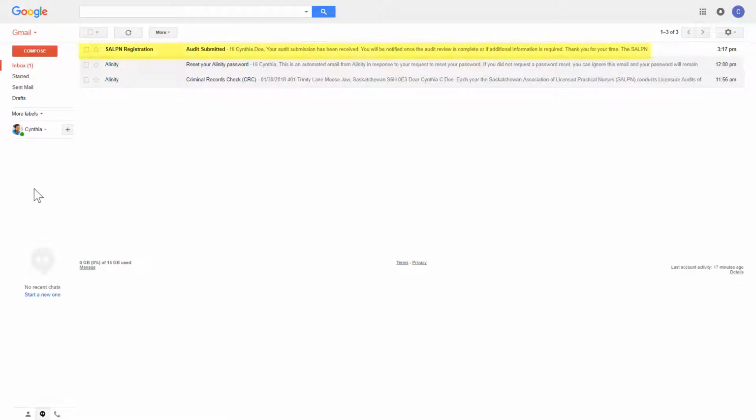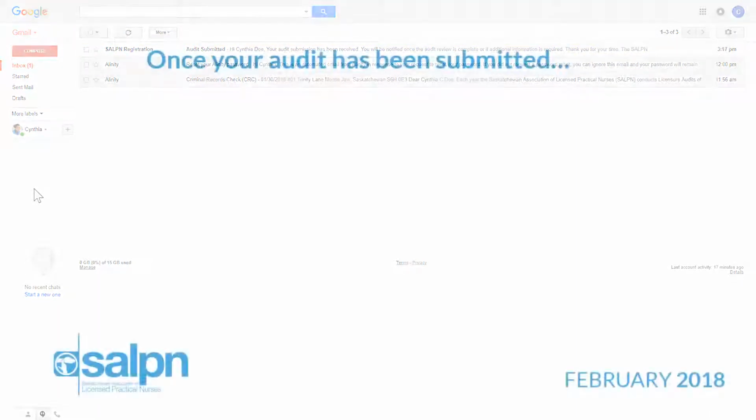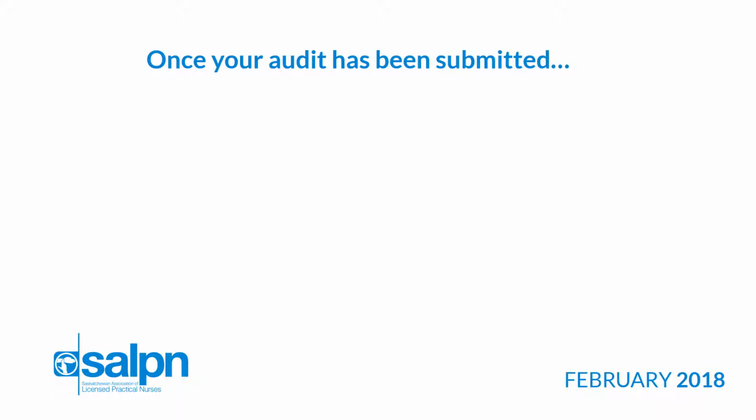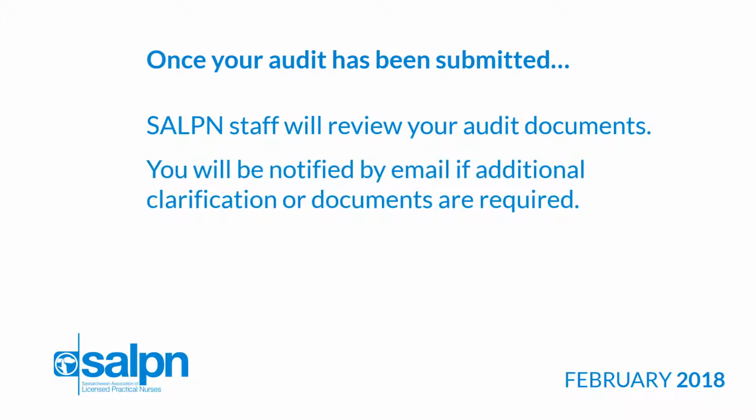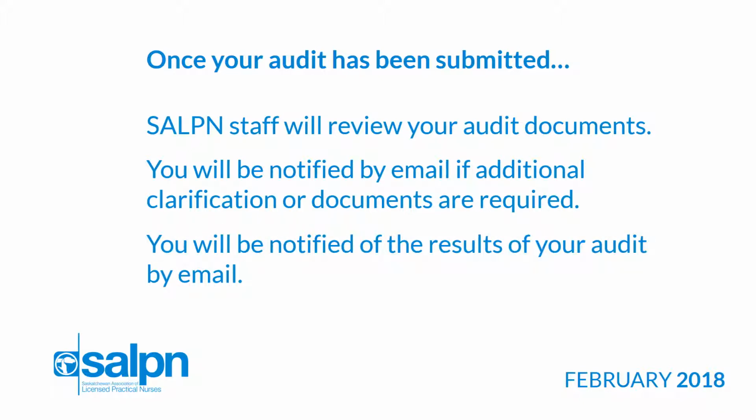In addition to your on-screen confirmation message, you will also receive an email confirming the submission. Once your audit has been submitted, SALPN staff will review the documents. Make sure you keep an eye on the email inbox you have on file with SALPN, even if it isn't one you normally use. SALPN staff will email you if they have additional questions or if you need to provide additional documentation. You'll also be emailed about the results of your audit once SALPN staff complete the review.